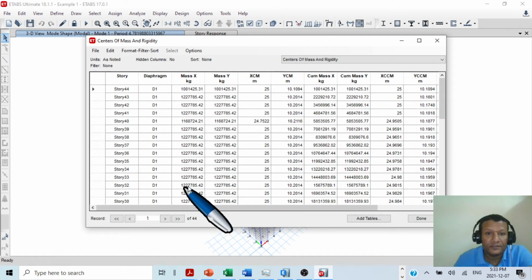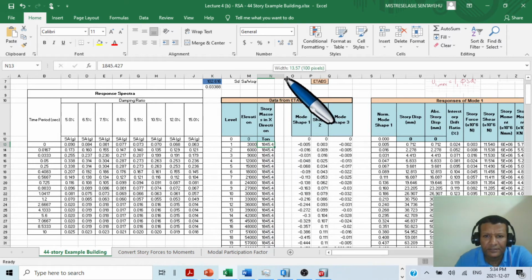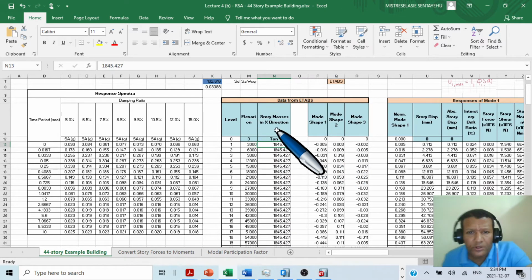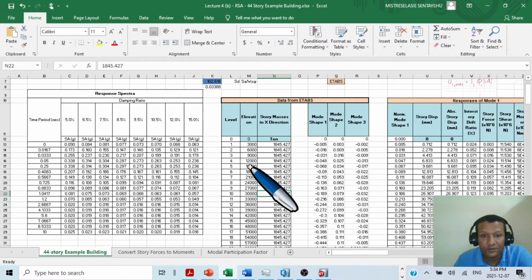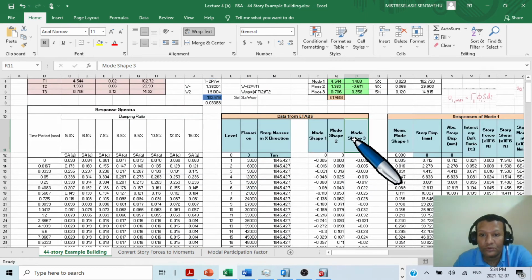Okay, so as you can see, this is the mass. Directly we will take it from here to our Excel. This is our story mass in the X direction. We just copy and paste. This is the elevation. Now mode 1, mode 2, mode 3. These are the mode shapes.